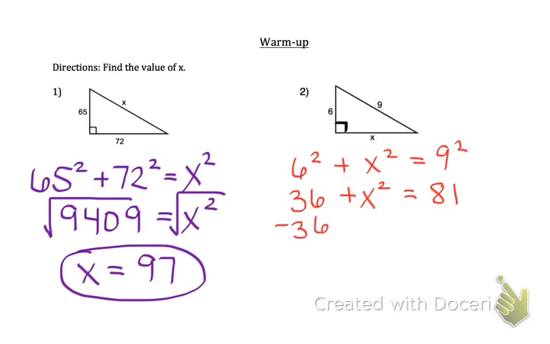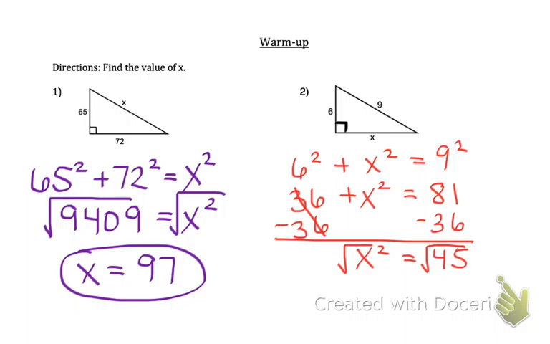I'm going to subtract 36 on both sides. And 81 minus 36 is 45. So I have x squared equals 45. I'm going to take the square root of both sides. And you can either leave this as x equals the square root of 45, or we could put this as a decimal, and I'm going to round to the tenths place, which is x equals 6.7.